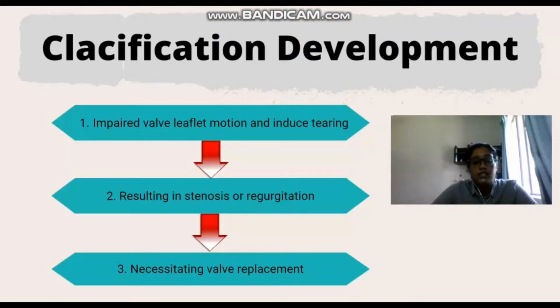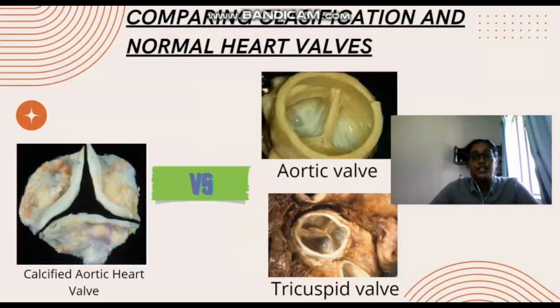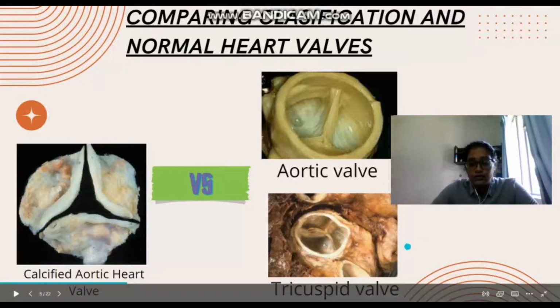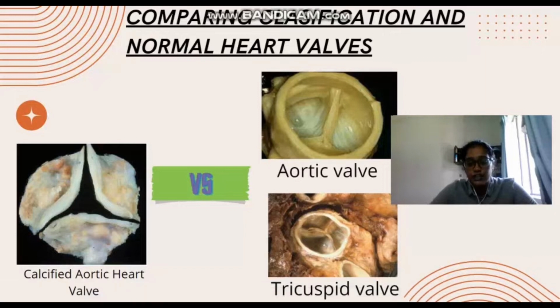Calcification development can impair valve leaflet motion and induce tearing, resulting in stenosis and regurgitation and necessitating valve replacement. Next, we compare the calcification and the normal heart valve. On the left side of the picture is a calcified aortic heart valve. As you can see, calcium deposits on each of the three heart valve flaps. On the right side is the picture of a normal aortic valve, a tricuspid valve. These valves do not have any form of disease such as calcification, prolapse, and infection.